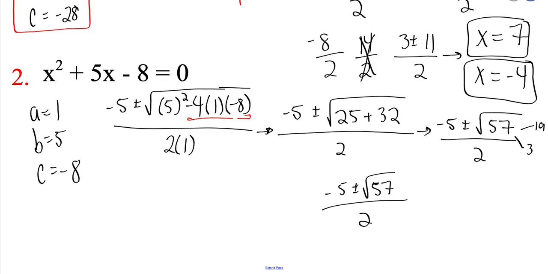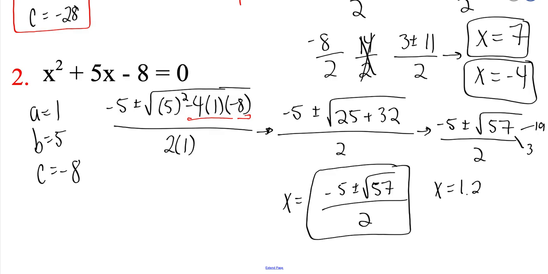All right. Now this one might be kind of difficult to check your solutions. I want you to leave your solutions like this. I should write an x equals. All right. But if you plug that in your calculator, so -5 plus square root 57 over 2, one of your answers is going to be 1.275.